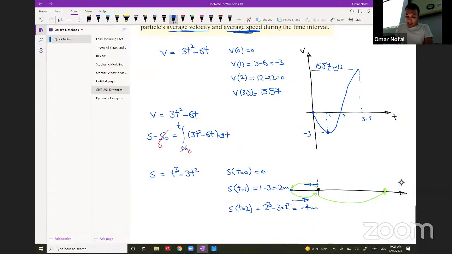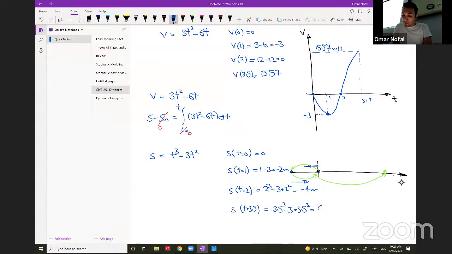And s at, so we know that here the change in the velocity is going positive, and t equal to 3.5. So it will be 3.5 cubed minus 3 times 3.5 squared. So this should be equal to 6.125 meters. So let's see how this will look. Let's draw this here.